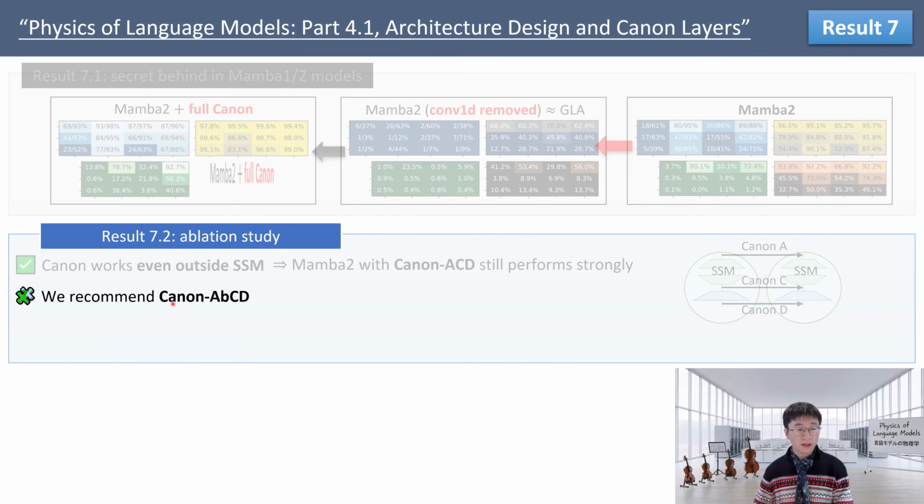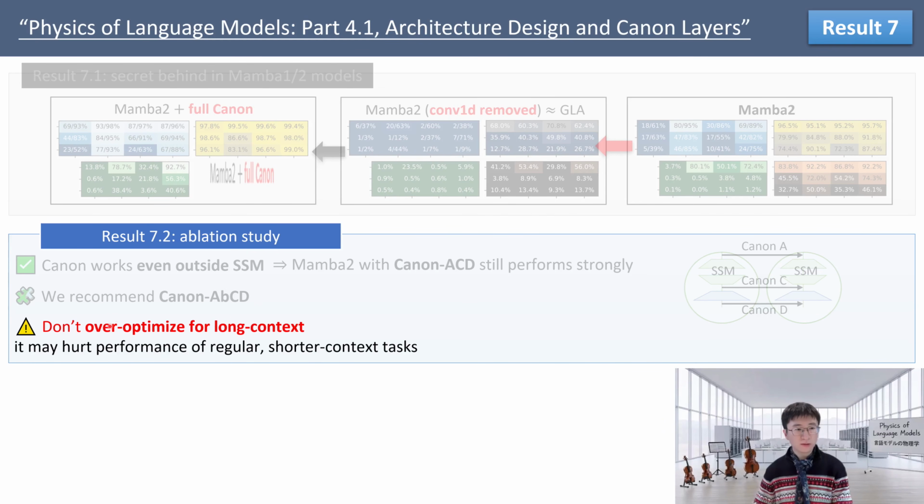And number 2 is that we also recommend this little b CD configuration. So little b means their original Conv1D implementation, and ABC are our residual version of the Canon. And the third thing I want to emphasize here is that please, do not over-optimize for long context. Okay, it may hurt your performance on regular short context tasks. So let me give you one example.